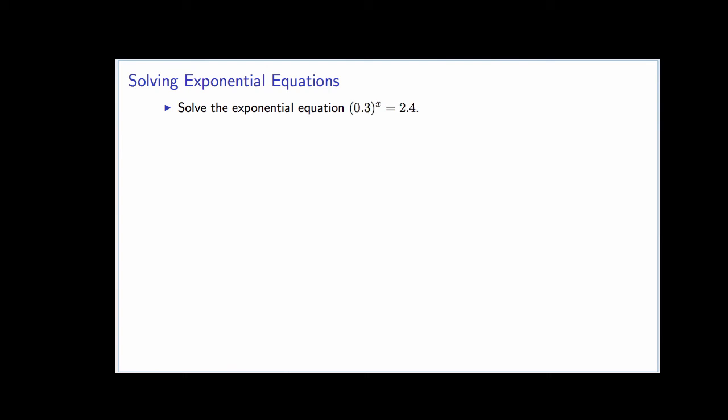Let's do one more problem. Here we have the exponential equation 0.3 to the x equals 2.4. Again, our first step will be to solve for x, to write this equation in logarithmic form. So we get that x is equal to the log base 0.3 of 2.4. To get our decimal approximation for x, we'll use our change of base formula. We get that this is equal to the log of 2.4 over the log of 0.3. And using our calculator now to get a decimal approximation, we get that x is approximately negative 0.727.